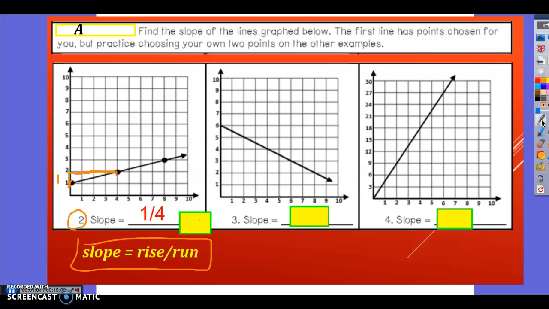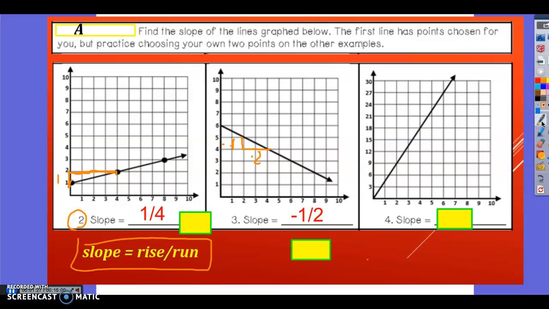The second example, again, I want to pick 2 points. And you might want to notice also that from left to right, it's going downhill. So your slope is going to be negative. We're going down 1, so that's negative 1, to the right 2. And so my slope, therefore, is negative 1 over 2.